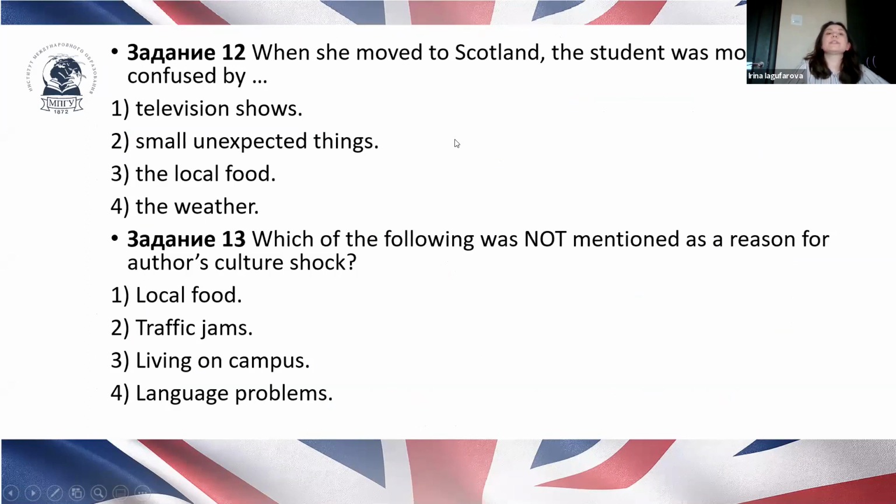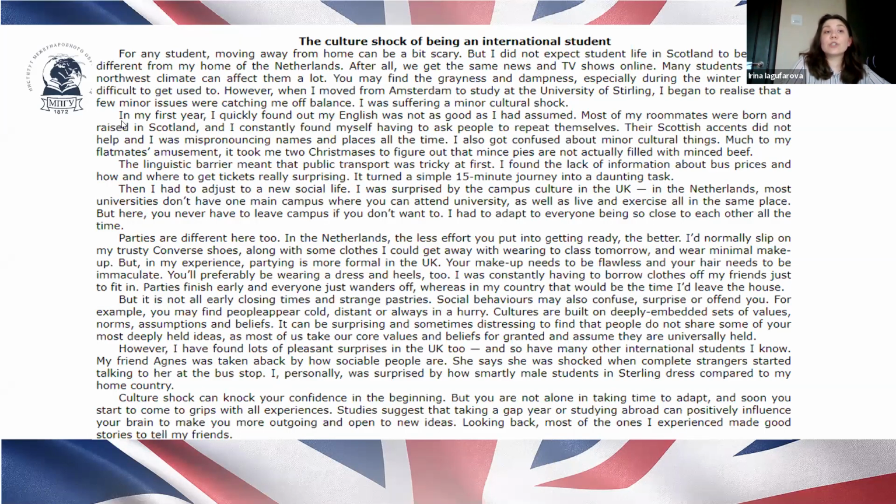So what about number 13? Which of the following wasn't mentioned as the reason of author's culture shock? Three of these things were mentioned, and only one wasn't mentioned. So for this, you need to read the second, the third, and the fourth paragraph to find this information. So could you please read it in details?